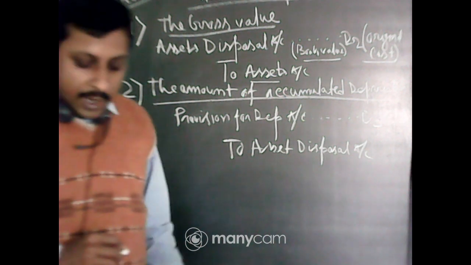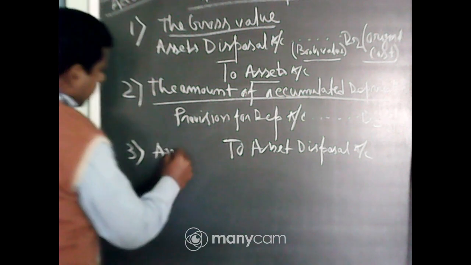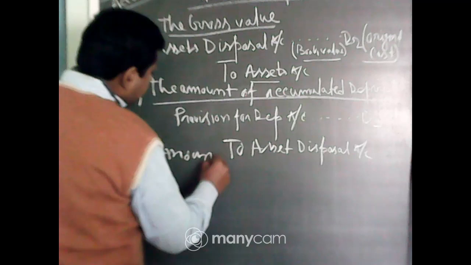Now the third entry, what will be the third entry? The third entry will be the amount of sale proceeds. When you sell, what entry do you have to pass? Amount of sale proceeds.